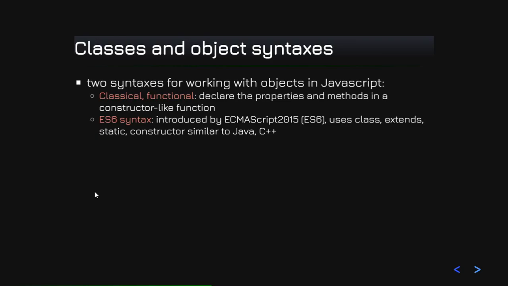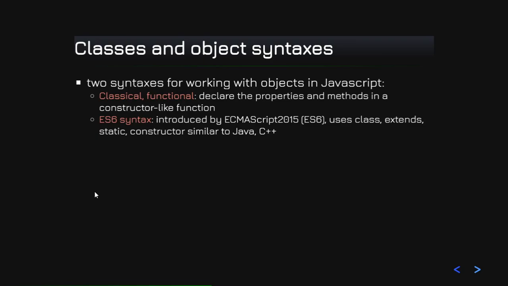To summarize, JavaScript does not distinguish between classes and objects. We only have objects, and these objects are just prototypes or blueprints, and they are cloned in order to create new objects. But we have two syntaxes used for creating objects in JavaScript. The first one is the classical one, the functional one, where we declare an object, properties and methods using a sort of constructor-like function.